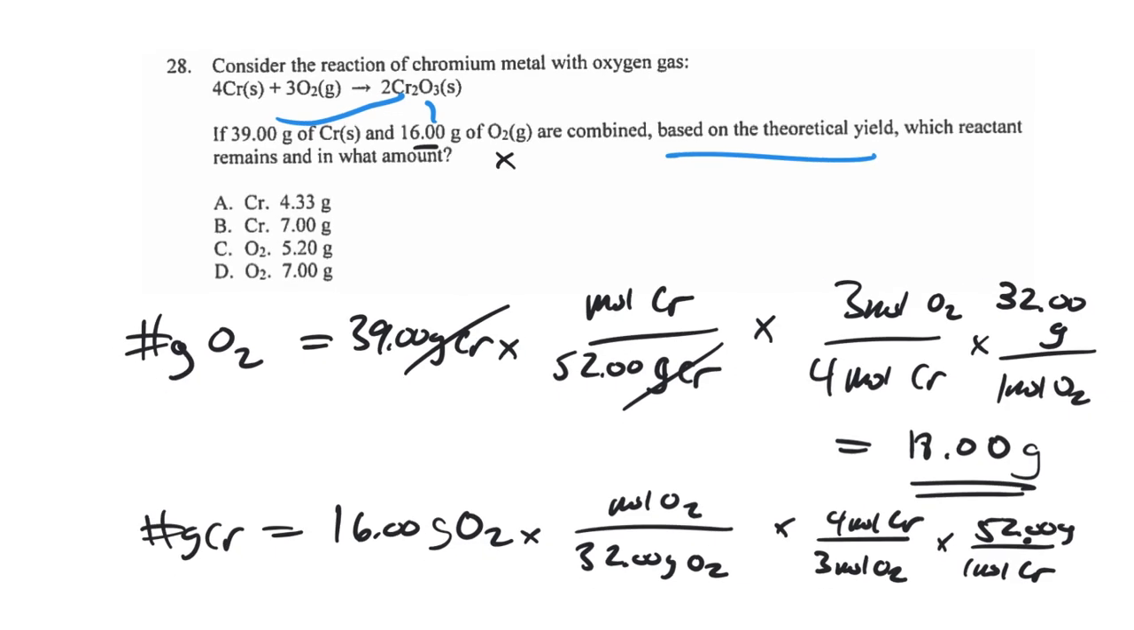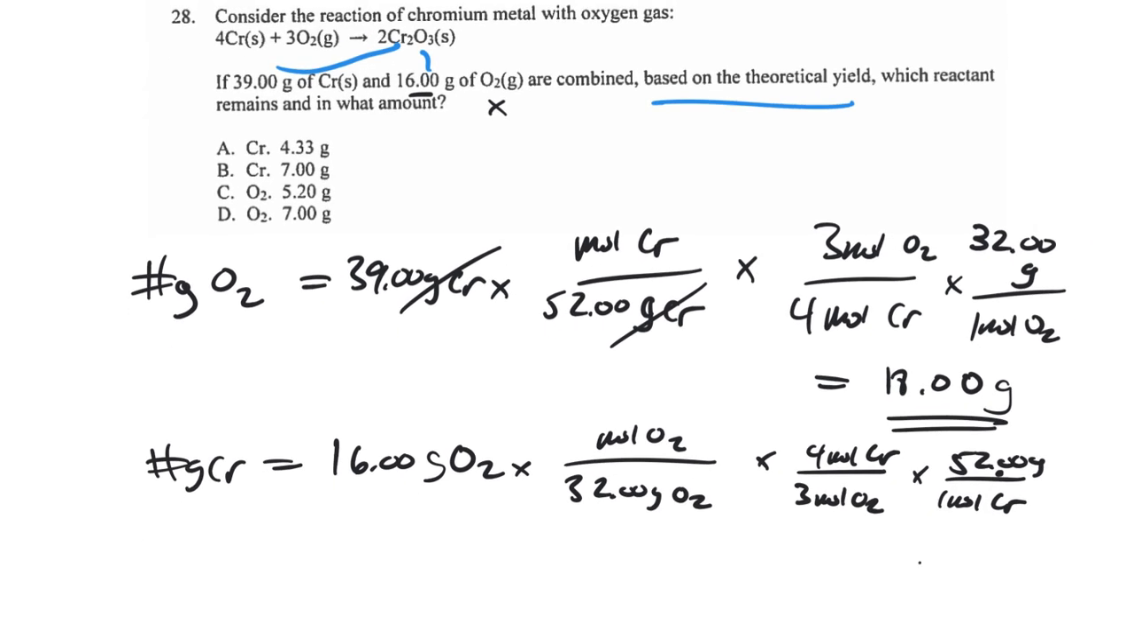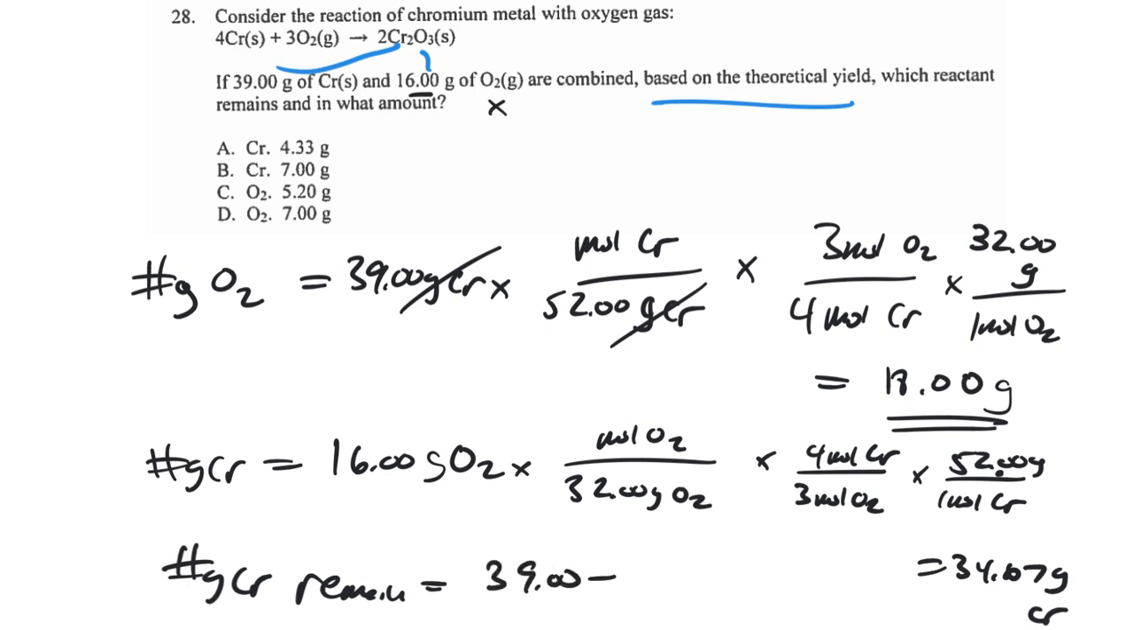So I get 34.67. So that's the mass of chromium I need to react with the O2, and I have 39 grams, so that's good. The number of grams of chromium that remain will be equal to my initial amount minus my amount that reacts. So that's 4.33 grams.